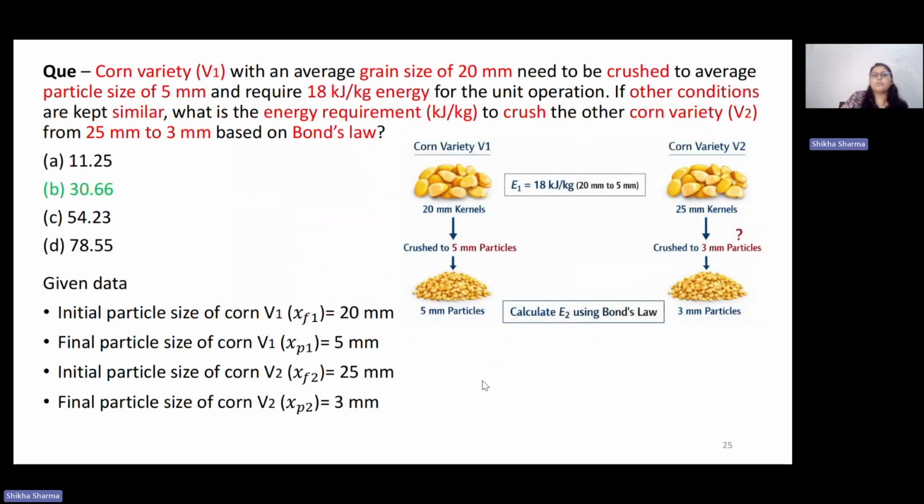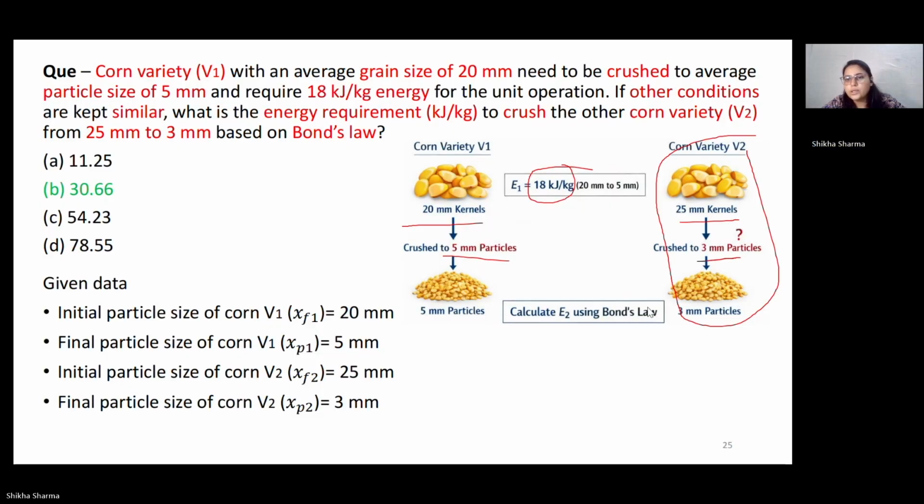So let's come to the question. Variety V1, which has 25 mm kernels, has its particle size reduced to 5 mm, and the energy required is 18 kilojoule per kg. In variety 2, the size reduction is from 25 to 3 mm, and we need to calculate E2 using Bond's law.